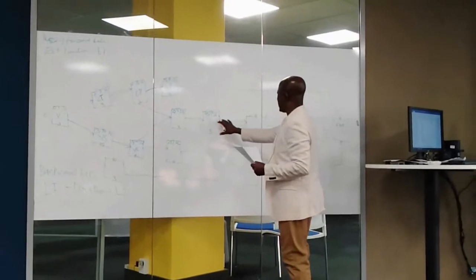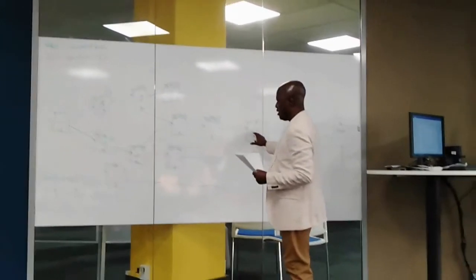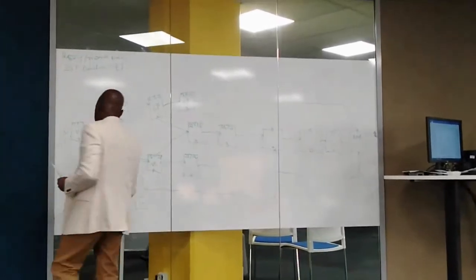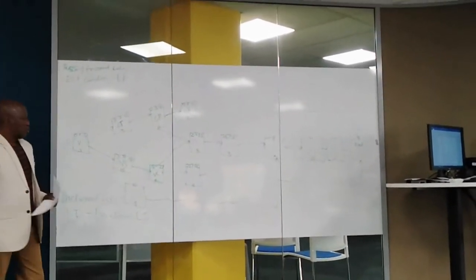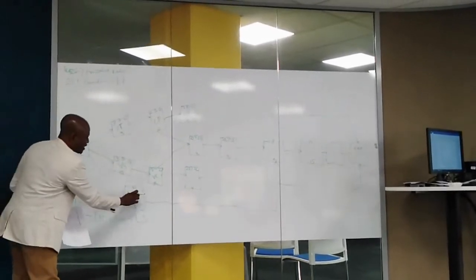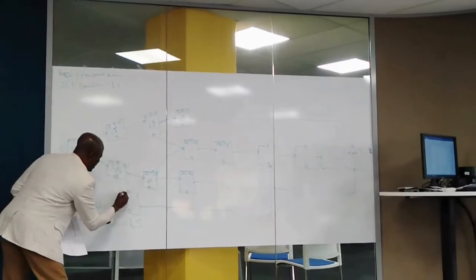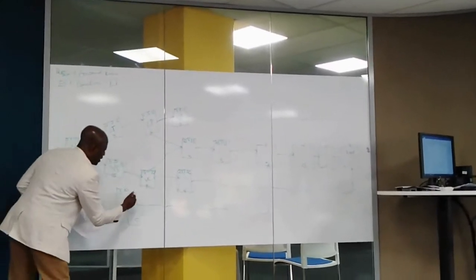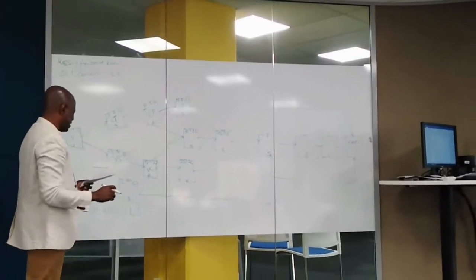Now activity 11. Where's activity 10? Activity 10 takes off from activity 3. 3 plus 3, so 6. For this activity to start, this has to be completed. This has 3 days. We put the 3 days here, plus 3 days of this, 6 days. So that's our activity 10.